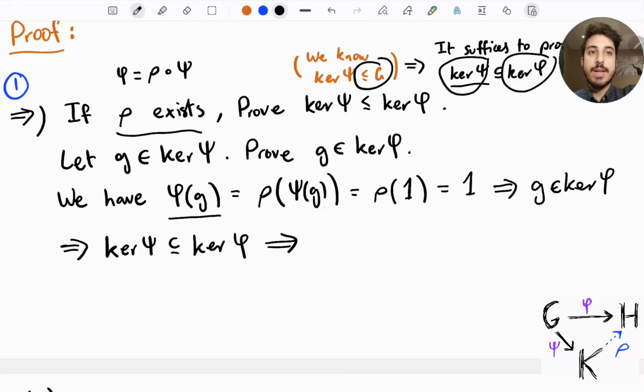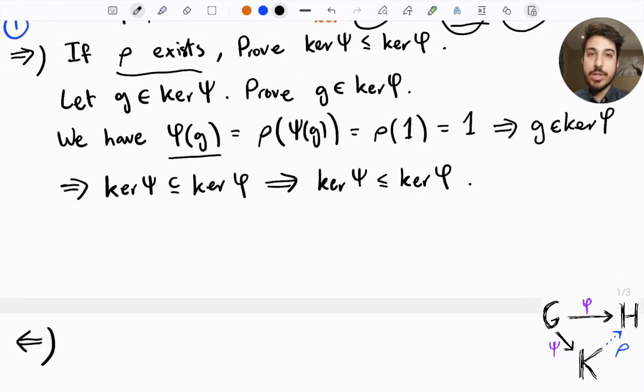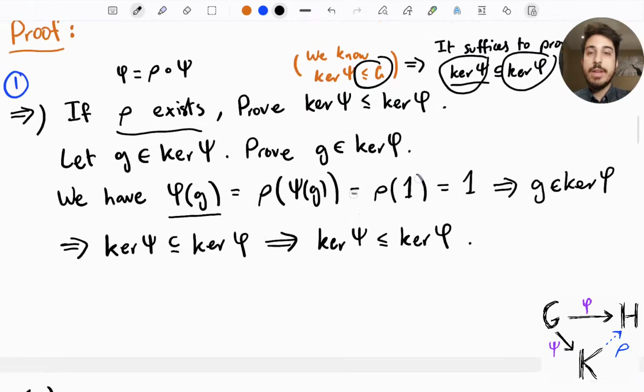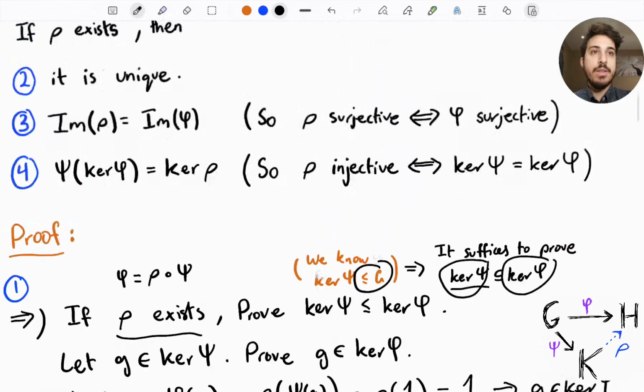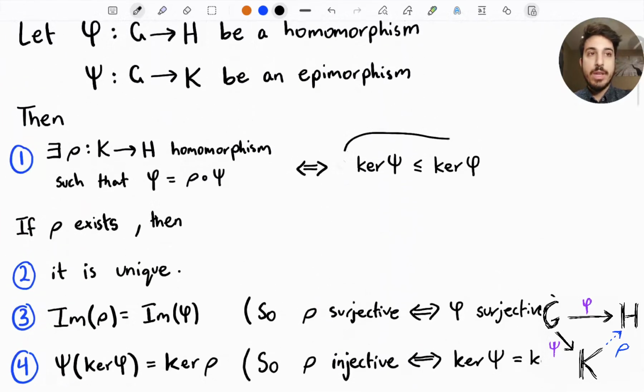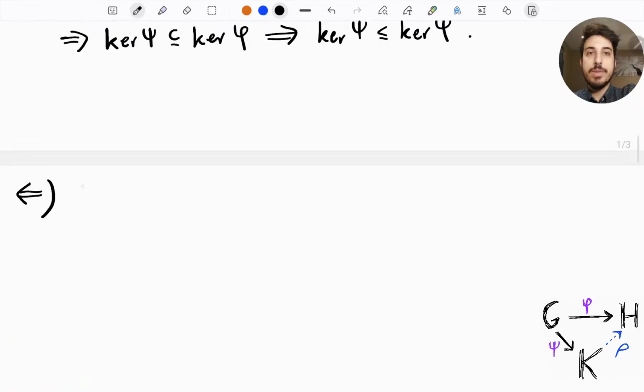And since the kernel of psi is a group, we can automatically say that the kernel of psi is a subgroup of the kernel of phi, thus completing the forward direction of the if and only if statement. Now for the backwards direction. The backwards direction is supposing this is true and then constructing a homomorphism, proving that there exists a homomorphism by constructing it. So we suppose that the kernel of psi is a subgroup of the kernel of phi. That means it's inside the kernel of phi.